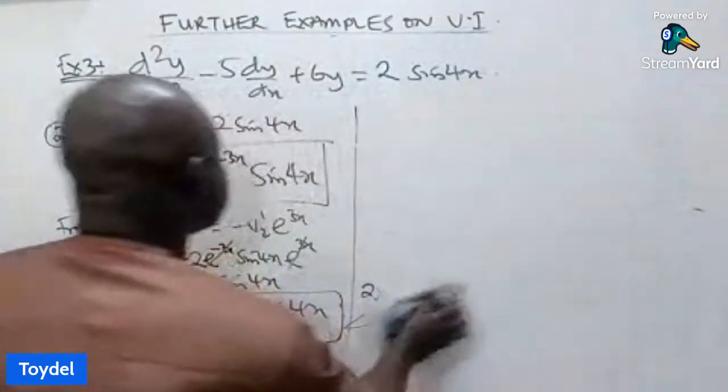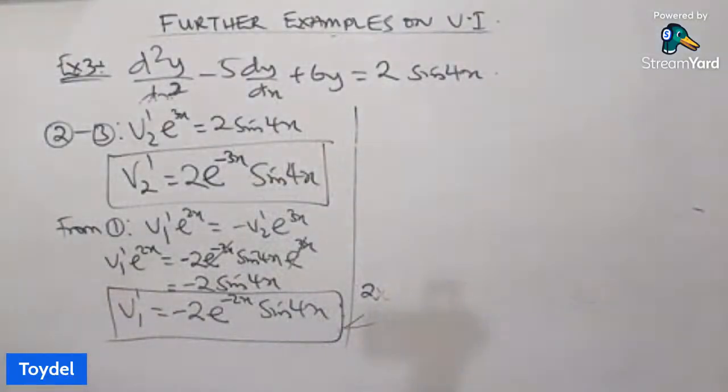So if we apply integration by parts on v1 prime and v2 prime, we will be able to find the value of v1 and v2. So I want us to just complete this. Go ahead and use integration by parts to solve the value of v1 prime and v2 prime.